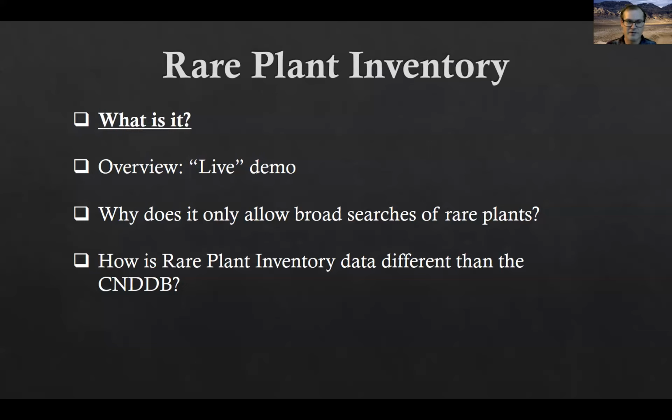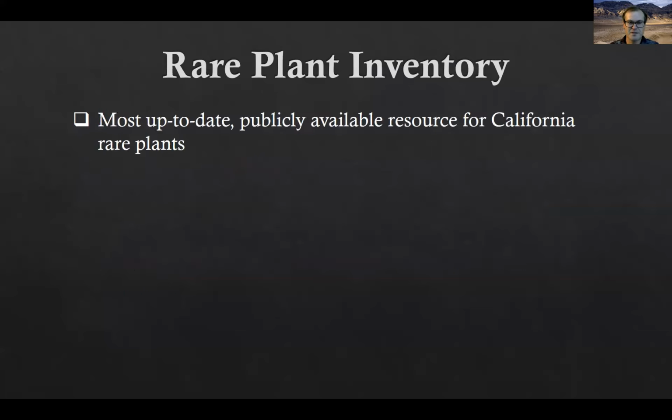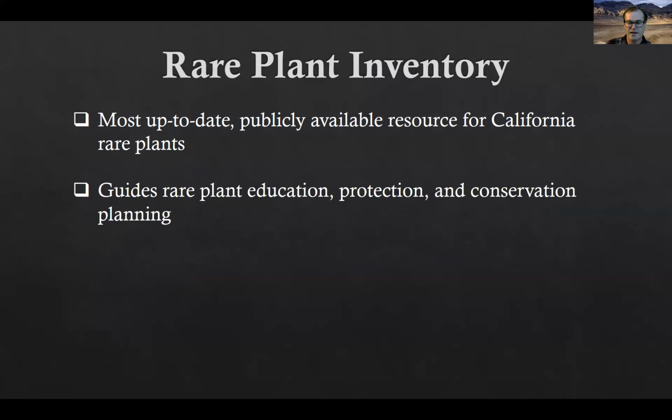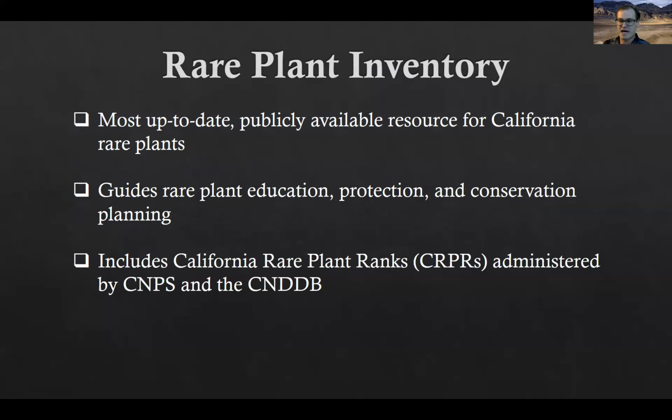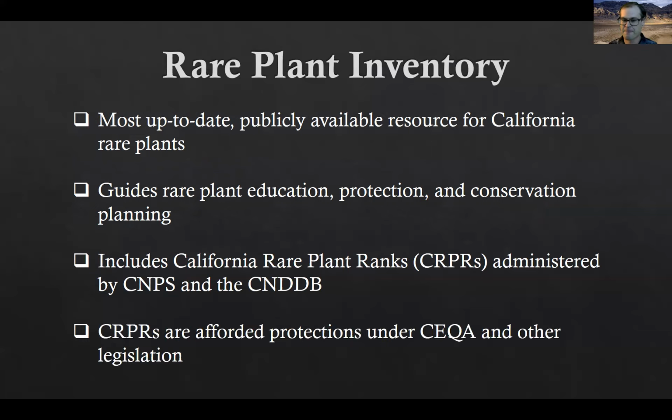So what is the online inventory? It's the most up-to-date publicly available resource for California rare plants. And it guides rare plant education, protection, and conservation planning in the state of California. It includes California rare plant ranks, which are administered by both the CNPS Rare Plant Program and the Natural Diversity Database. And these rare plant ranks are afforded protections under CEQA and other legislation. And so it does have this professional use case where people use it for compliance with environmental law.